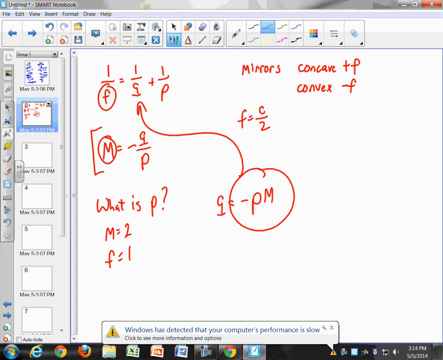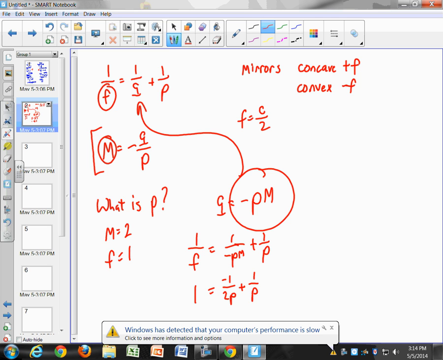So it's a system of equations. I don't usually do this on tests, but it's a fairly simple system of equations. And you have a homework problem almost identical to this, so just make sure that you're up on this. 1 over f equals 1 over negative p times m plus 1 over p. And then you would solve this. 1 over f is 1, equals, m was 2, negative 1 over 2p plus 1 over p.